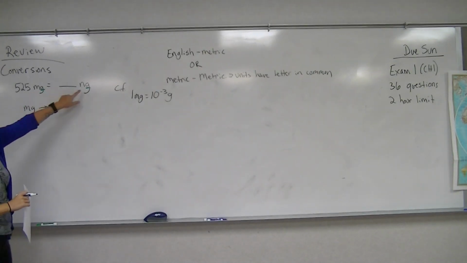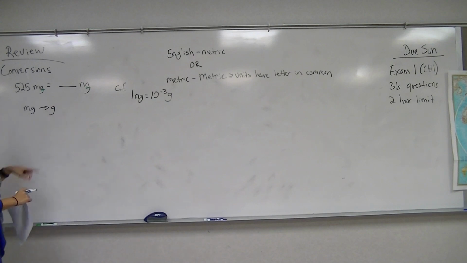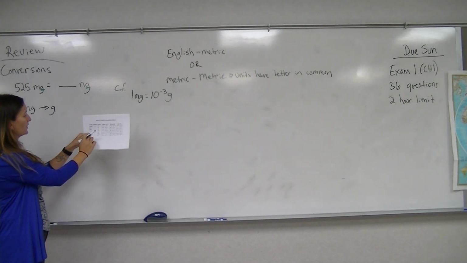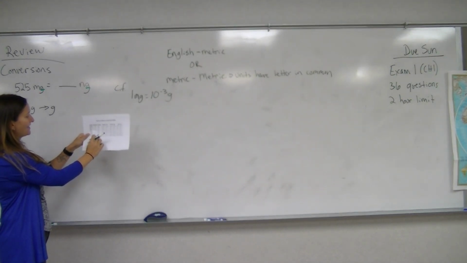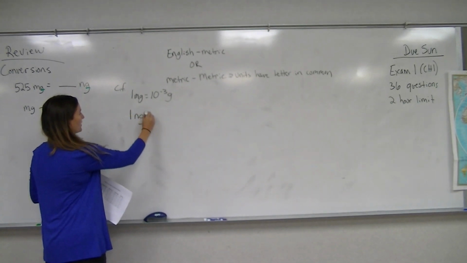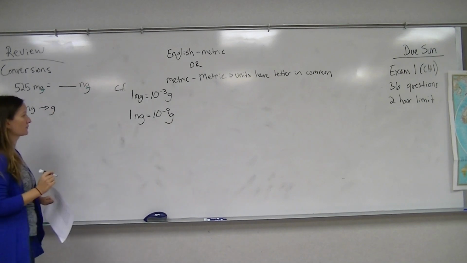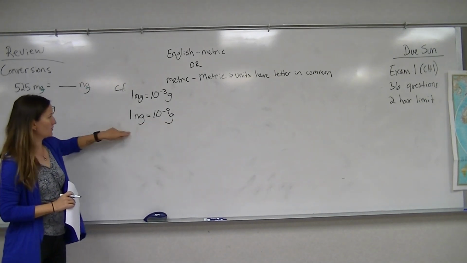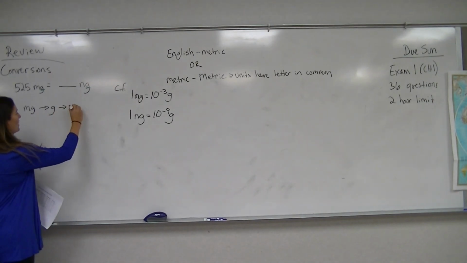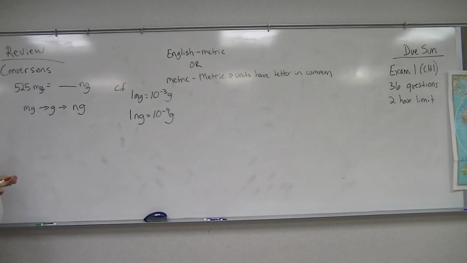But since I have a second prefix, nano, I'm going to need a second conversion factor. So I'm going to look up the nano prefix on this table. I get down to the nano, and it's 10 to the negative 9th. So that means that 1 nanogram is equal to 10 to the negative 9th grams. So this second conversion factor is going to get me from grams to nanograms, which is where I want to be. So it is 2 steps.